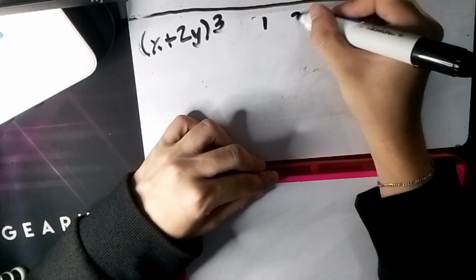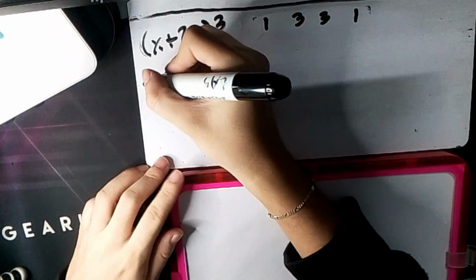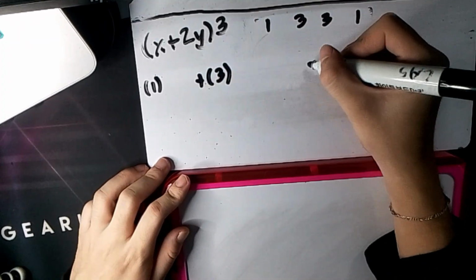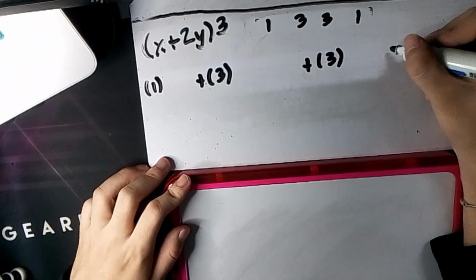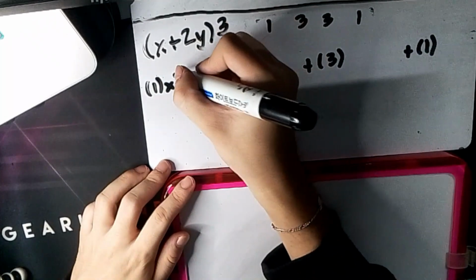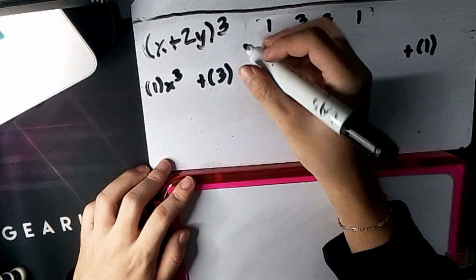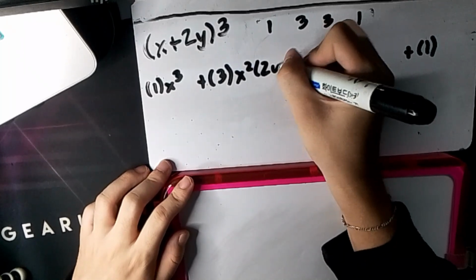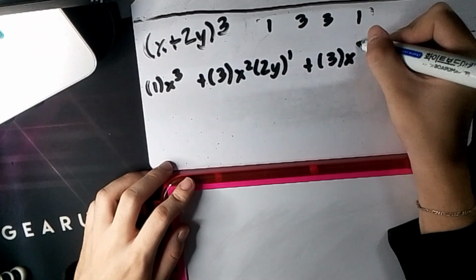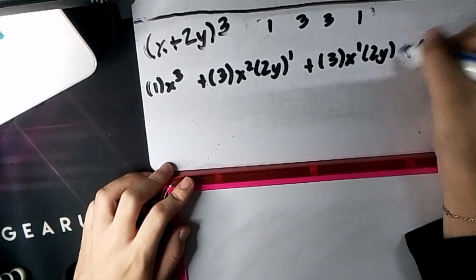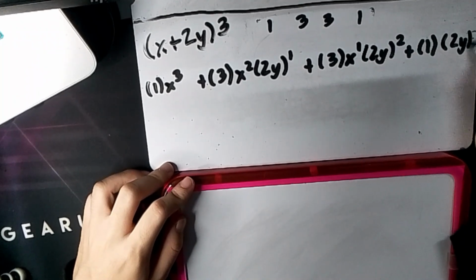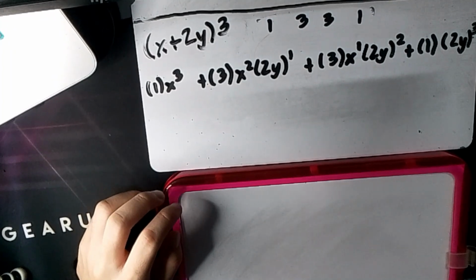And now, let me just write this down so that we'll have the guide. 1 plus 3 plus 3 again, then plus 1. There. And now, let's write the given. x cubed, because you get the cube. Then we have x squared times 2y to the 1, so you still get the sum of 2 and 1 to 3. And here we have x to the 1 times 2y squared, so still just reverse it. Then we have just the 2y cubed.